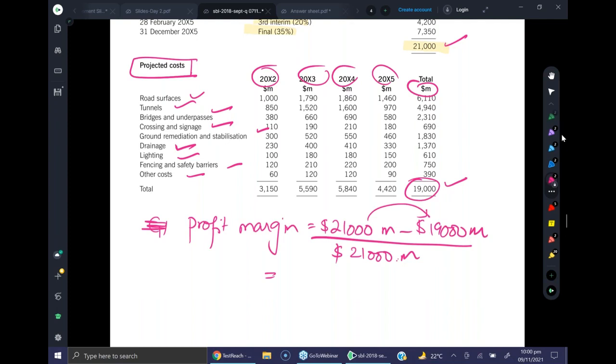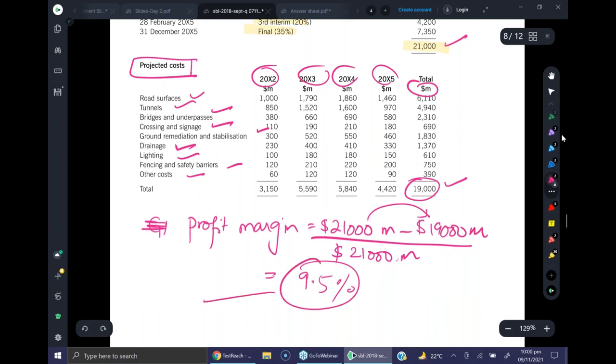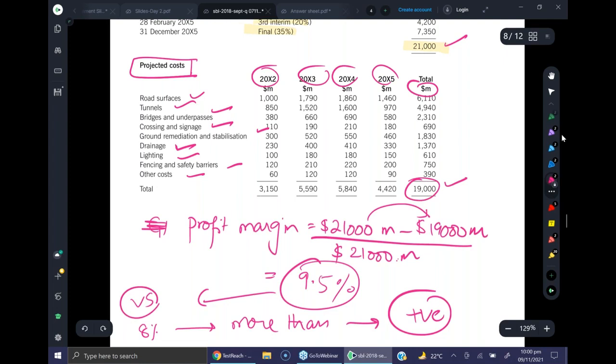It's 14%. It's what? The exact answer is 9.5. Okay, so it's 9.5 versus the target profit margin of, what was the target profit margin? 8%. So it fulfills, it's more than target. So do you think it's an additional positive aspect to be discussed?